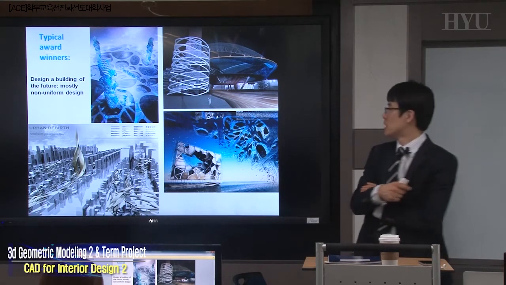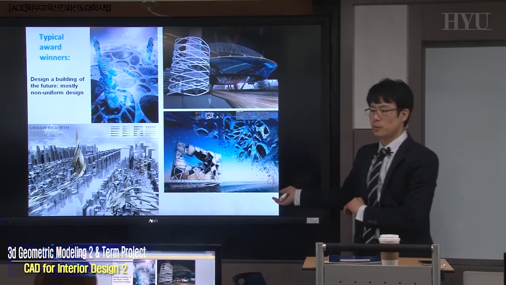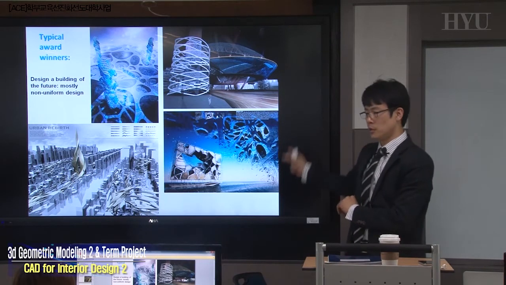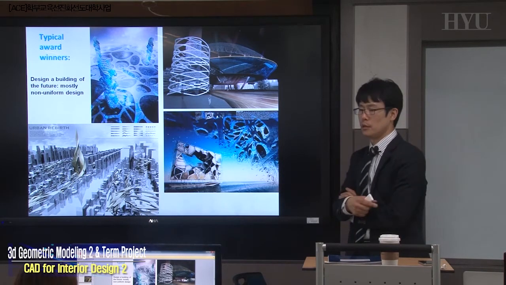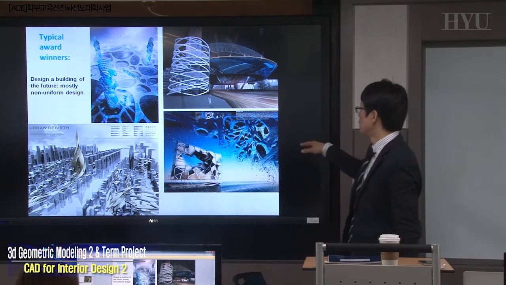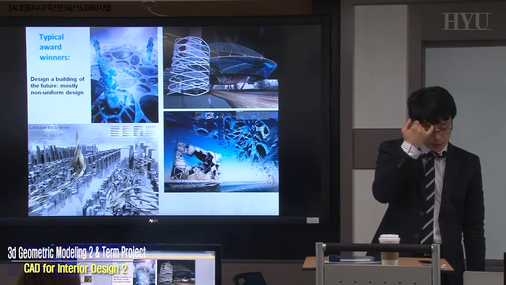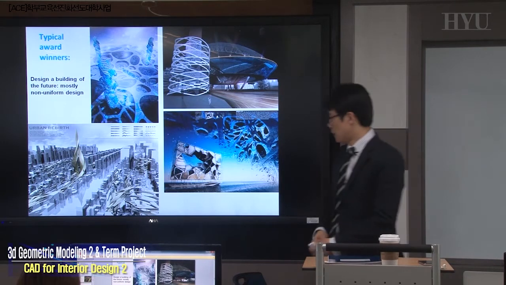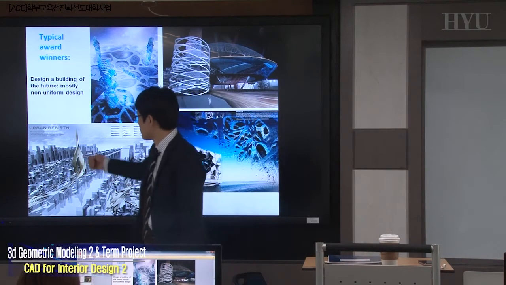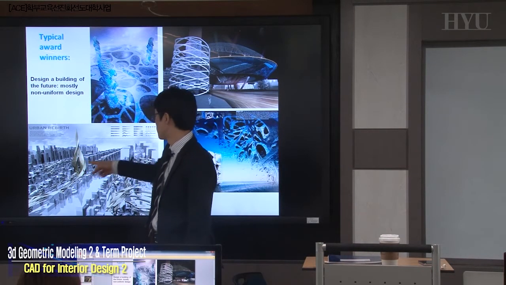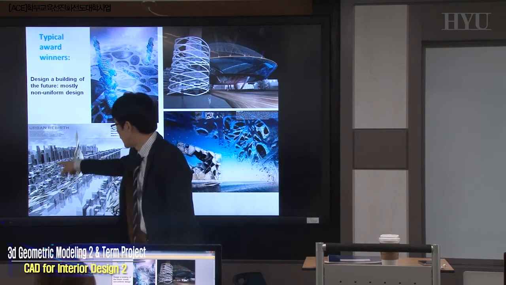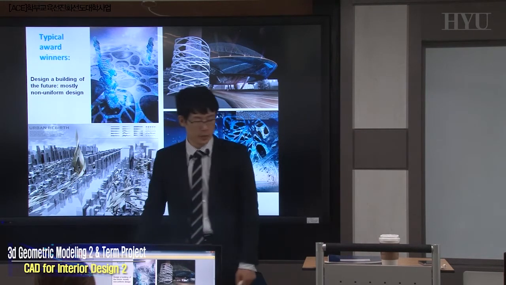Mostly non-uniform design. As you see here, no box-shaped building, no circular or cylindrical shaped building. Even if it's a very roughly generated conceptual level design, their shape, their geometry, their target building has a very non-uniform shape, contrary to other typical box-shaped buildings.